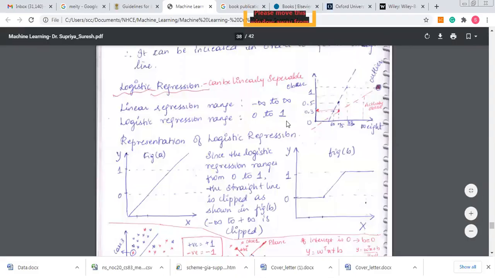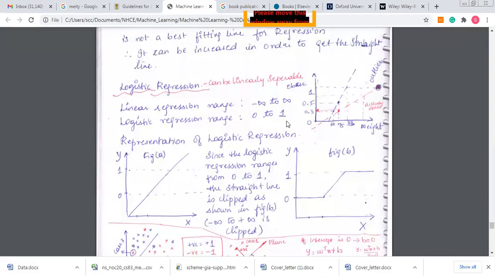So in the previous class, we have seen how linear regression works. Now let us look at how logistic regression works. Logistic regression can be applied on linearly separable data.